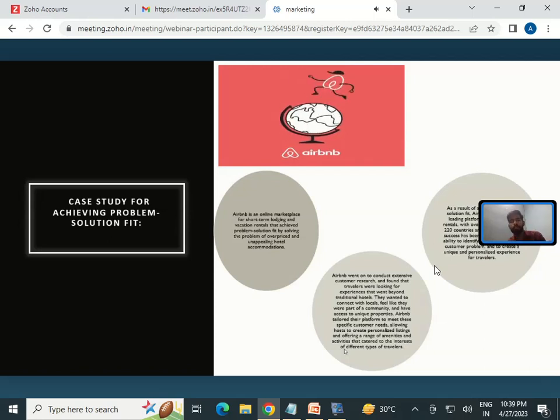Airbnb conducted extensive customer research and found that travelers were looking for experiences that went beyond traditional hotels. These were customers who were not willing to stay in hotels. They wanted to stay nearby the locals and feel the actual beauty of that place. They wanted to connect with locals, feel like they were part of a community, and have access to unique properties. Airbnb tailored their platform to meet these specific customer needs, allowing hosts to create personalized listings and offering a range of amenities and activities that appealed to different types of travelers.